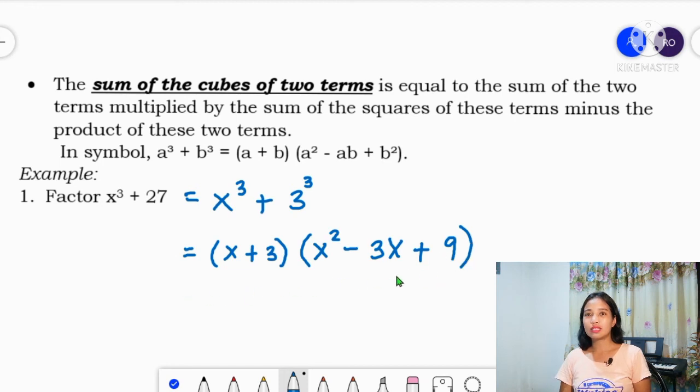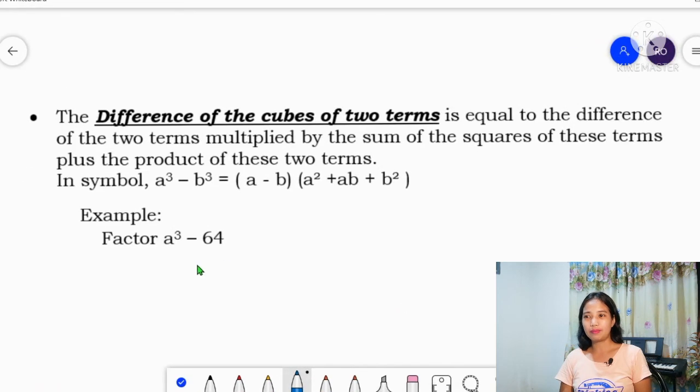Okay, so these are now the complete factors of x cubed plus 27. So the factors are x plus 3 and x squared minus 3x plus 9. So meron siyang dalawang factor. Yung first factor is a binomial and the second factor is a trinomial.